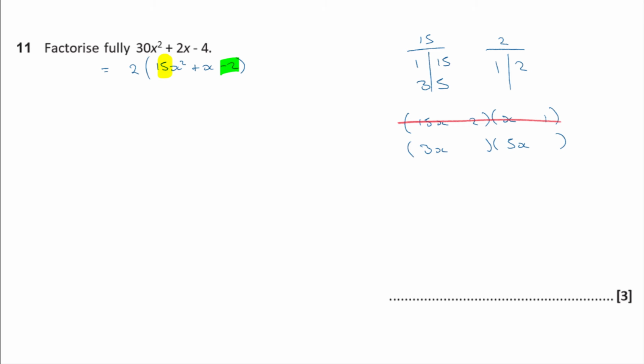Let's try 3x and 5x then. If I put the 2 here and the 1 here, it's not going to work, is it? Because that's going to give me 10x minus 3x, which is 7x in the middle. That's not going to work. But the other way around, what's that then?